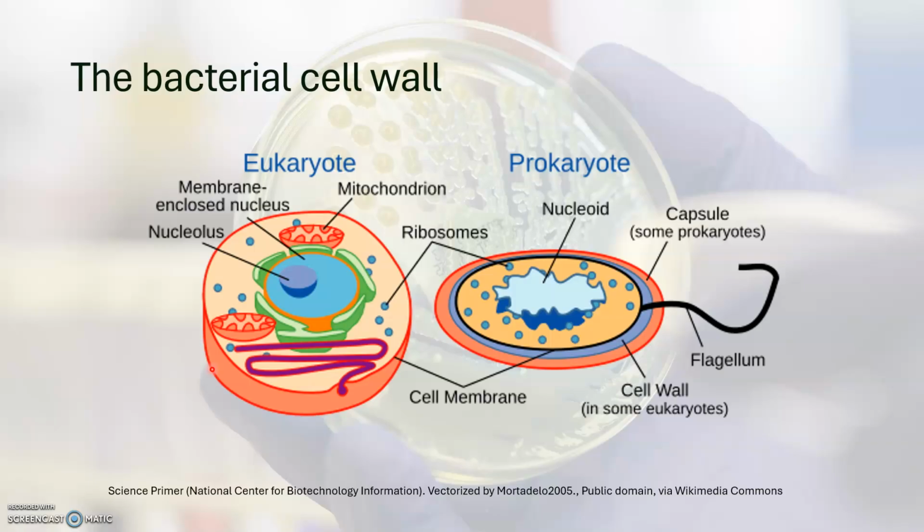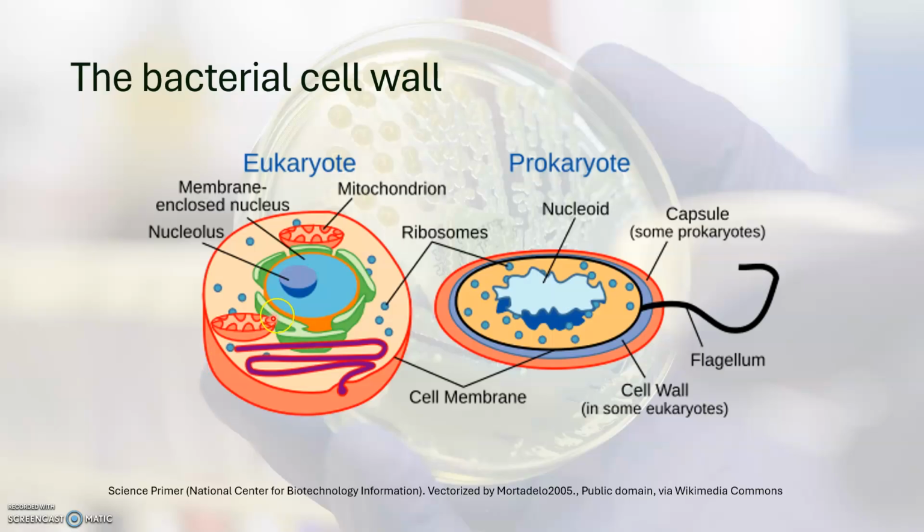Before we start, it's worth looking at the difference between eukaryotic and prokaryotic cells. Eukaryotic cells are the cells commonly seen in multicellular organisms such as human beings, whereas the prokaryotic cells are the types of cells that bacteria are made of. I just want to point out a few small differences.